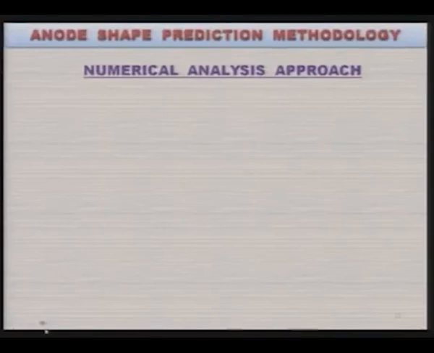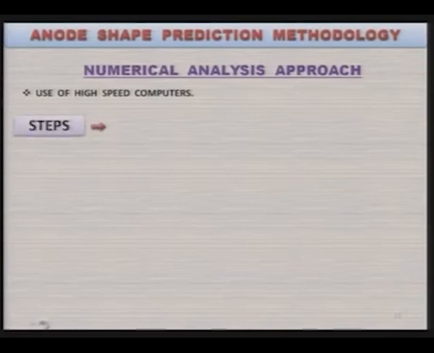Now, as I have mentioned, there are various methods of prediction of the anode shape. Many researchers have analyzed this using numerical analysis techniques. Now, this definitely requires high speed computers. Now, what steps are you going to follow for predicting the anode profile using the numerical analysis approach? Say, steps you can see here. First, decide the type of analysis you want to conduct, whether it is 1D, 2D or 3D. Normally, it is 2D or 3D.